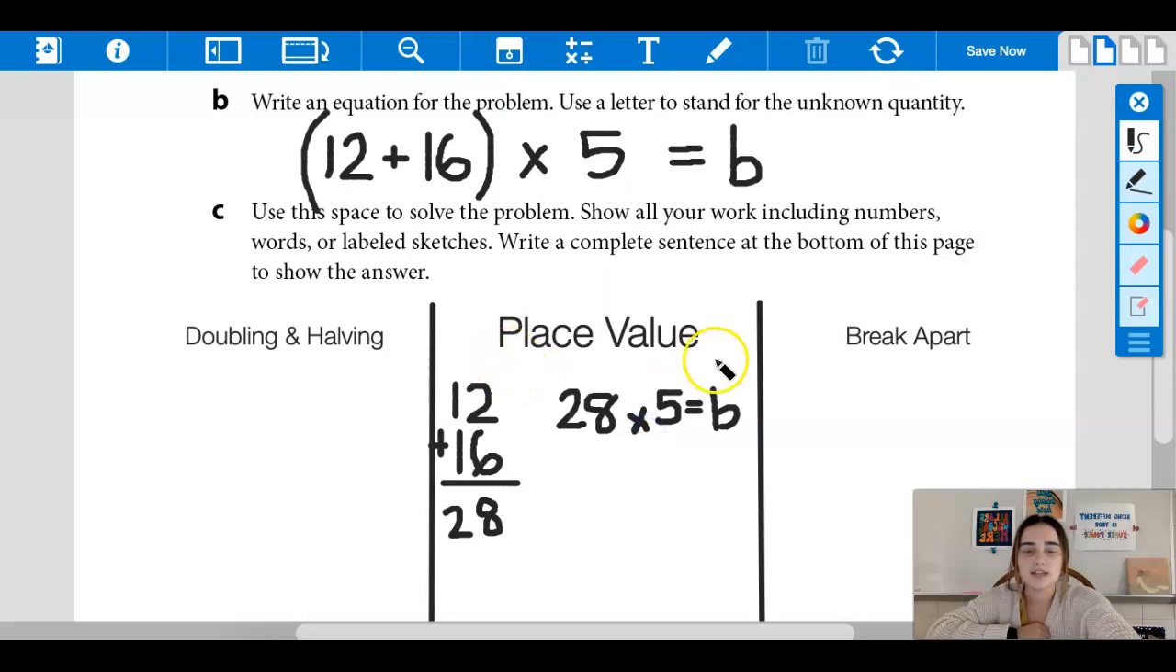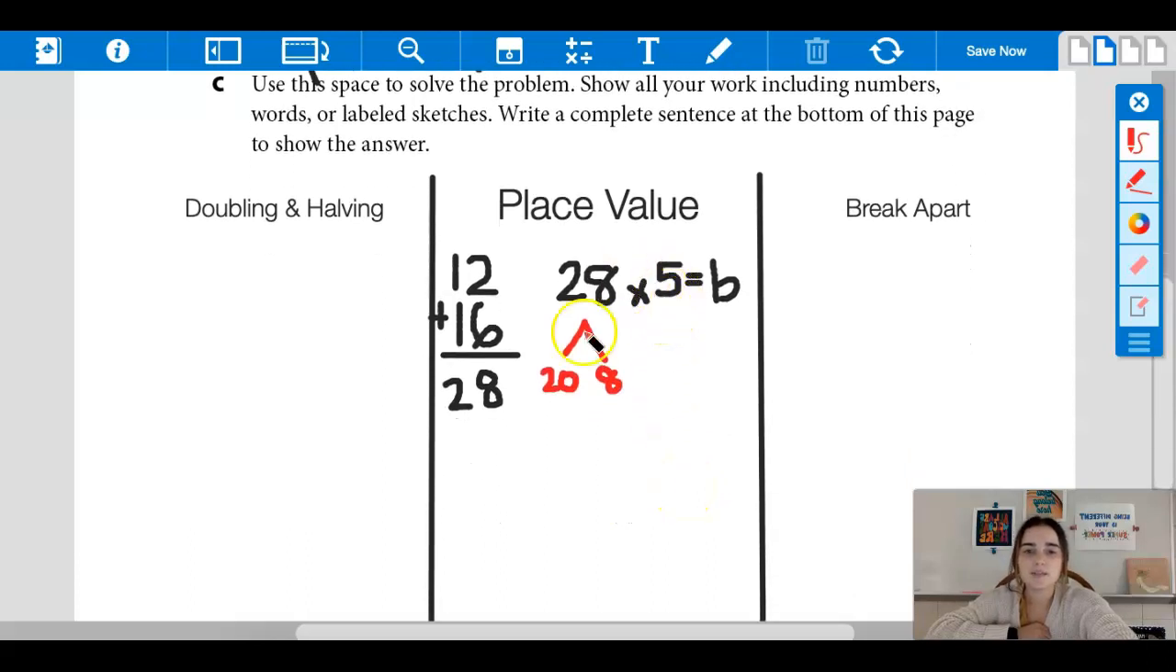So when we use our place value strategy, we are going to split up the 28 into 2 different numbers to make it a little easier. We're going to split it up into a 20 and an 8. But when we do this, we have to make sure that we are multiplying each one by 5 and then adding the products or the answers together. So first I'm going to do 20 times 5, which is a lot easier for me to solve. When I do 20 times 5, I can skip count by 20. 20, 40, 60, 80, 100. So 20 times 5 is 100, but then I need to remember I also need to do 8 times 5.